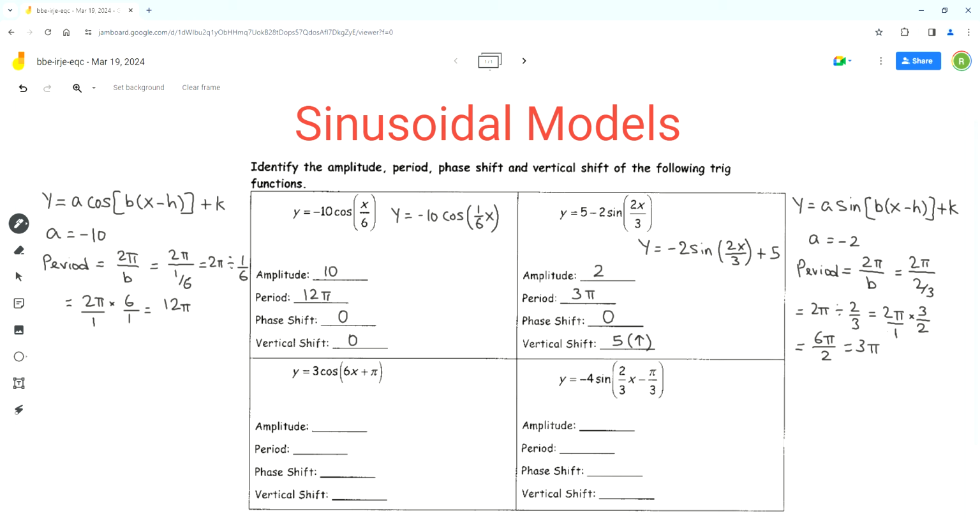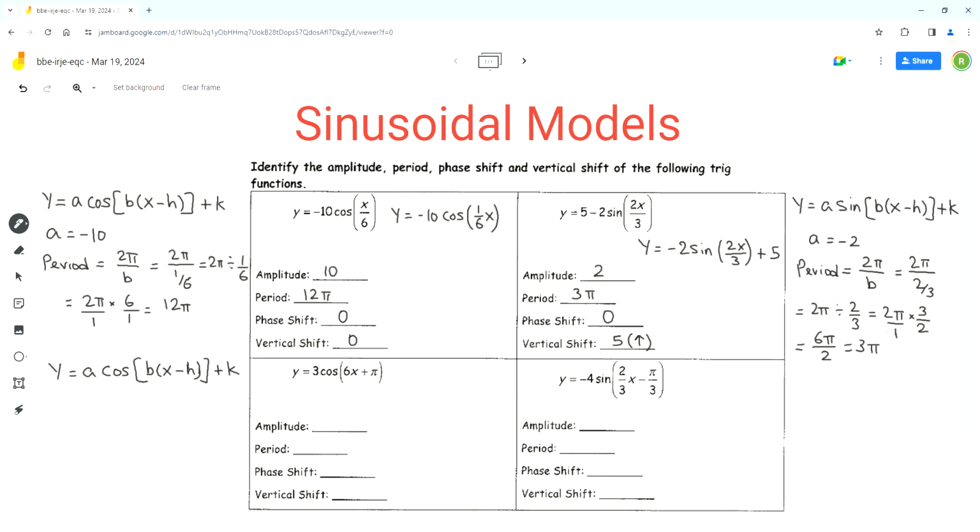Now we can analyze the third function. So now the third function is a transformed cosine function. So we can start with the general equation of a transformed cosine function. So y equals a cosine and then b parentheses x minus h and then plus k.